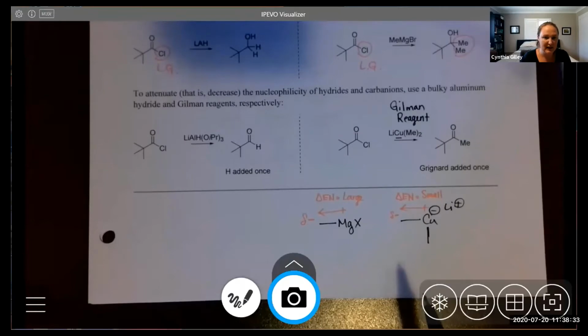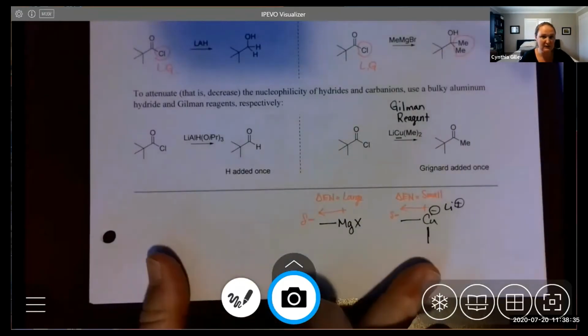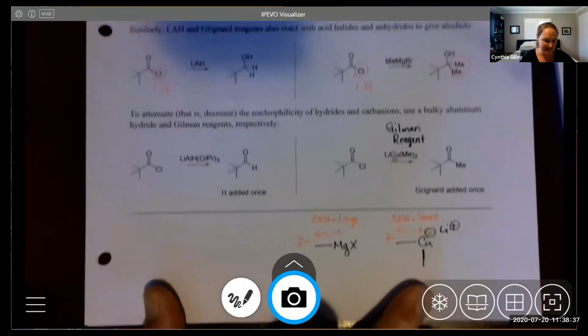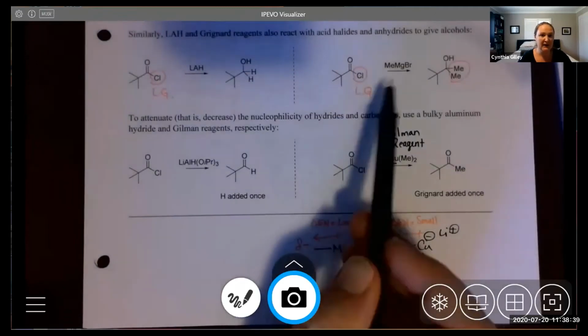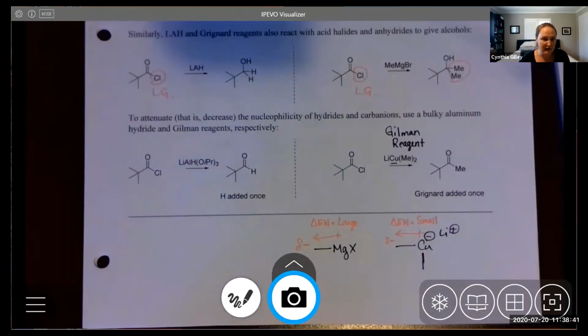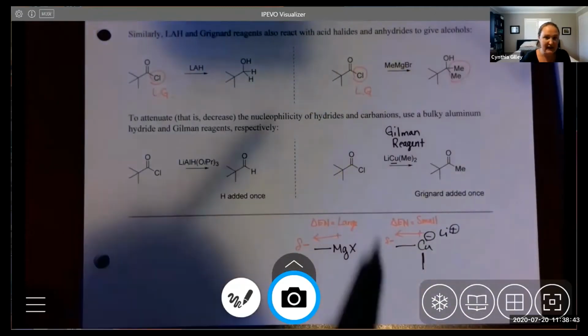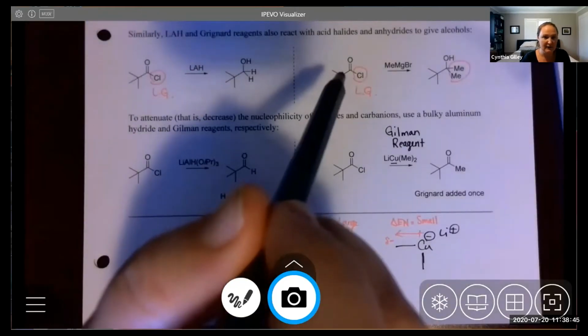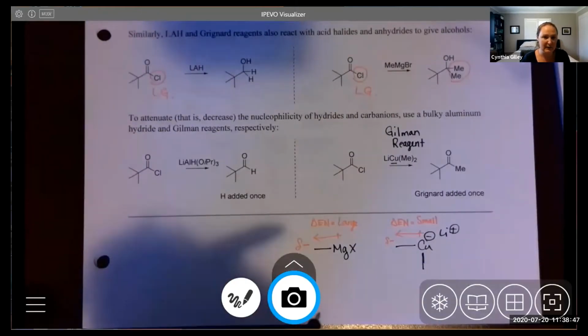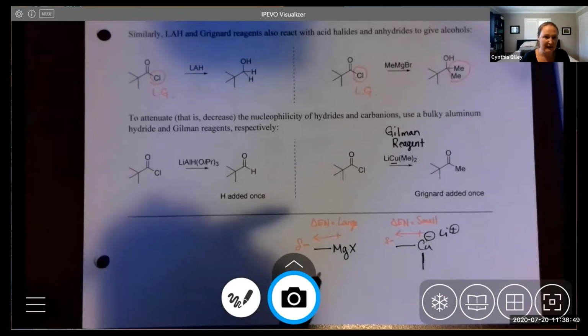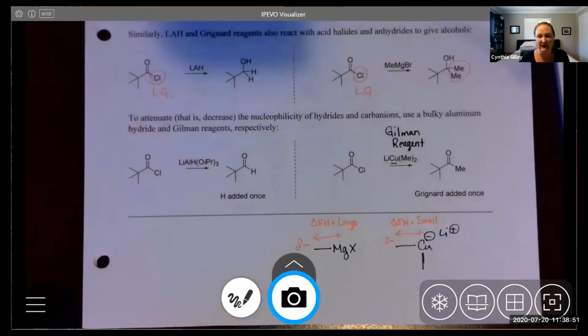So how does that help? Well, when I use the Grignard reagent on an acid halide, it's such a strong nucleophile that it will attack the acid chloride. The chlorine would leave, and I would get a ketone. And then it attacks the ketone too, because it's such a strong nucleophile. We end up with this tertiary alcohol.